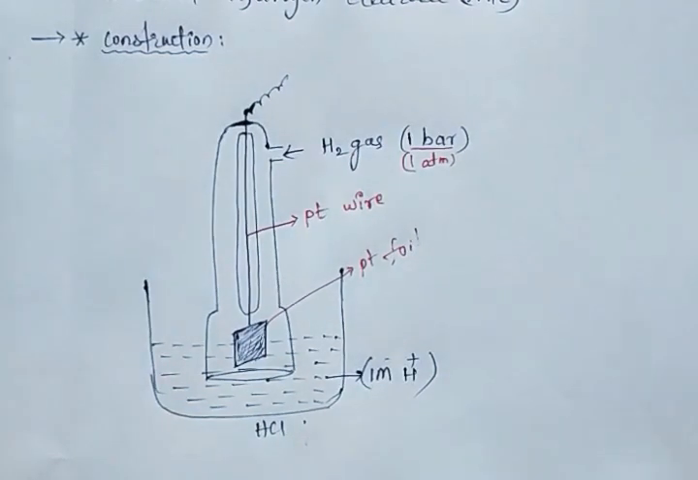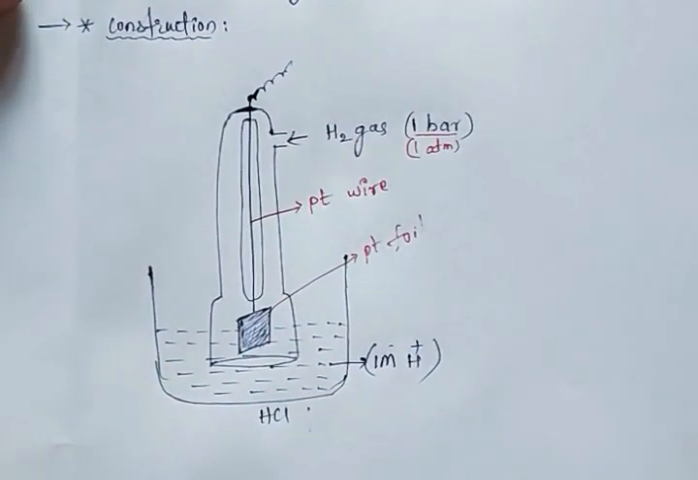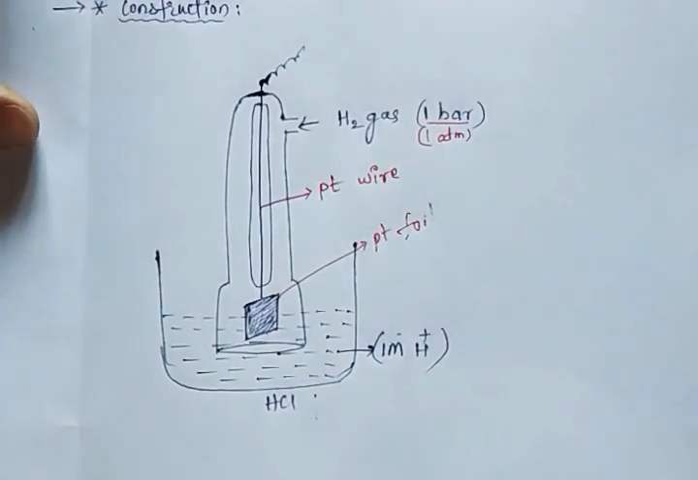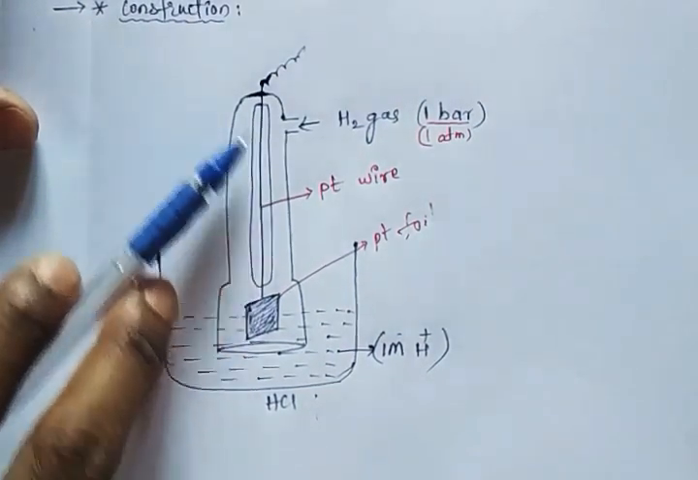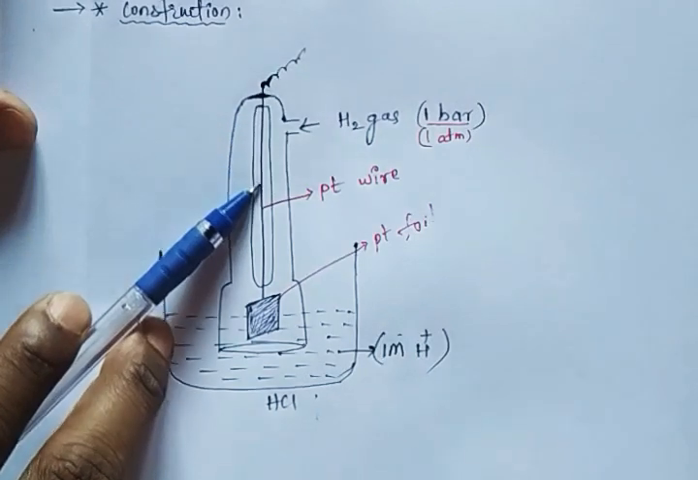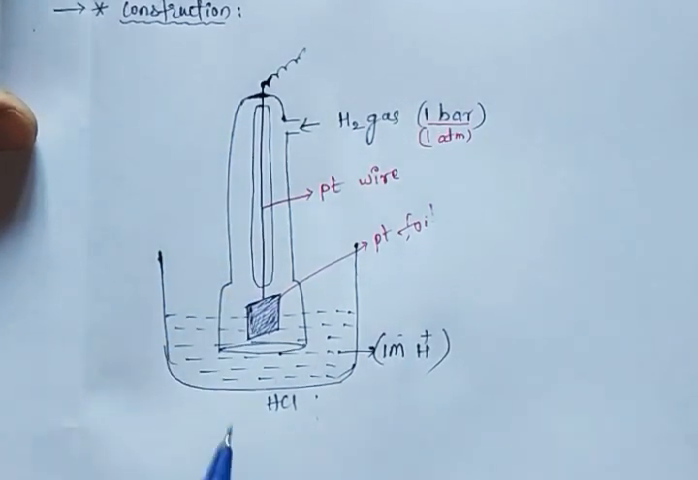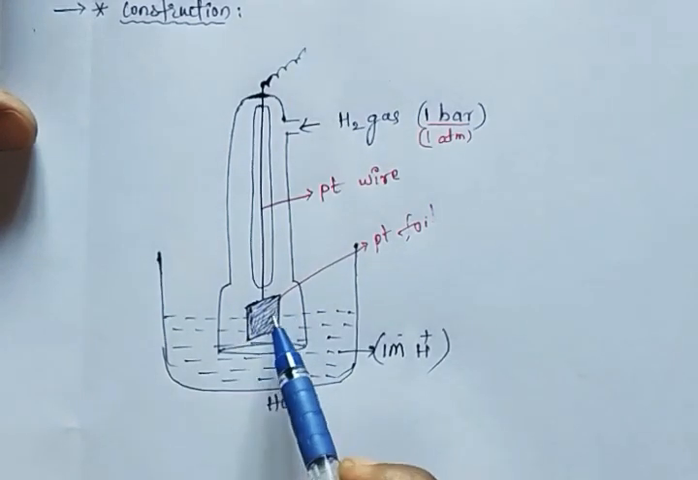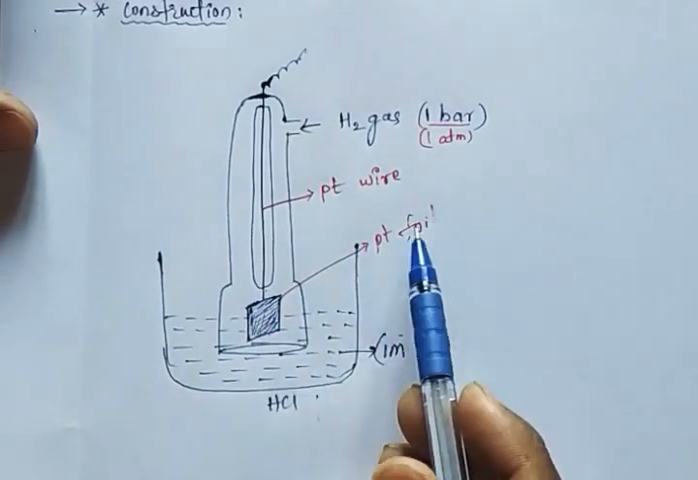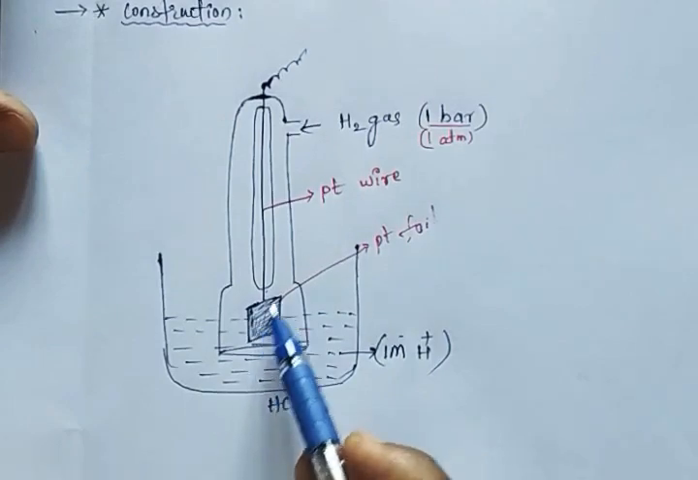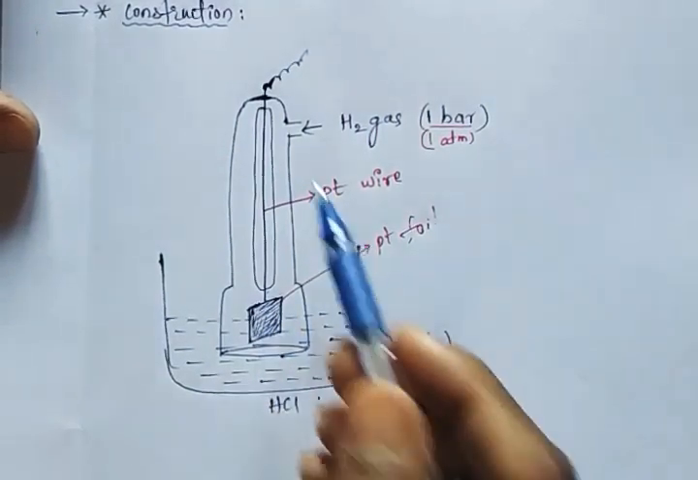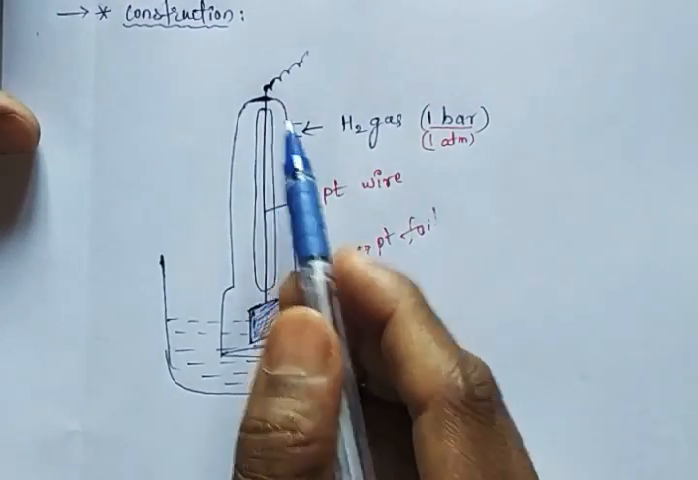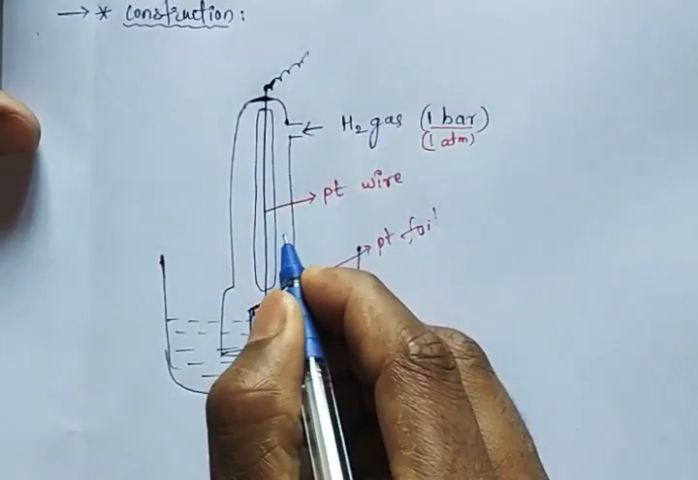This is about construction, in simple words. Once again, you can repeat along with me. So SHE consists of a platinum wire which is connected to a platinum foil coated with platinum powder. This platinum wire is shielded in the inner glass tube. This one is the inner glass tube.